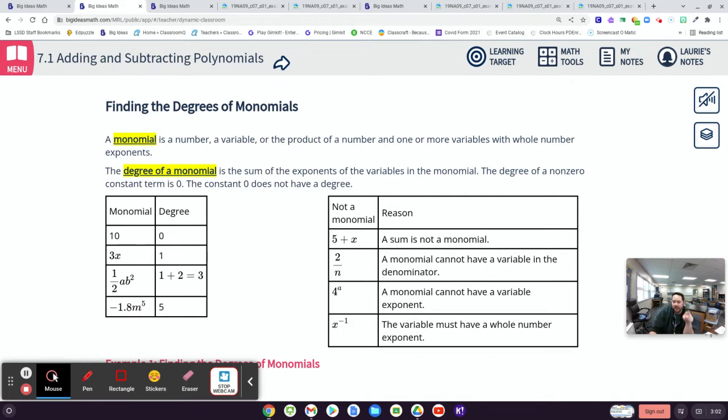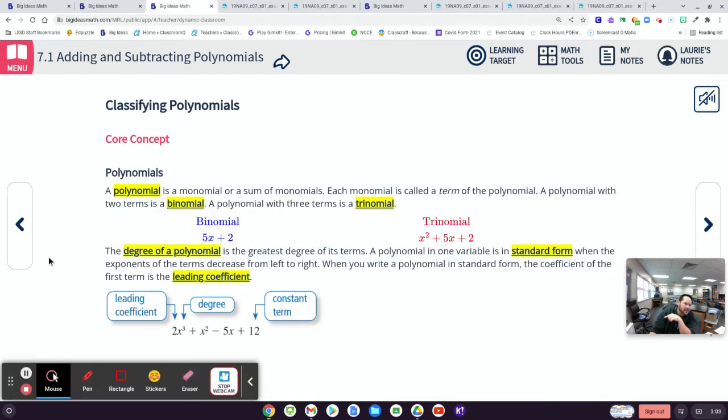Okay, a lot of vocab. Hopefully you added that to your notes. Maybe even made these lovely tables, which you will also find in your textbook if you need to find them later. Now, let's talk about polynomials. So a monomial is a single term. A polynomial is made up of more than one term. If you have two terms, like this one, which is 5x plus 2, that is called a binomial because there are two terms. And if it has three terms, that is called a trinomial.